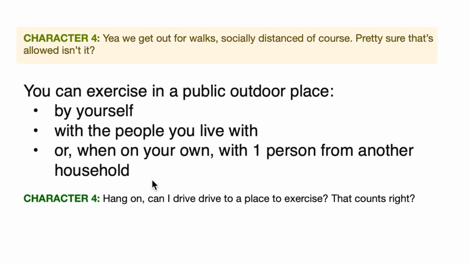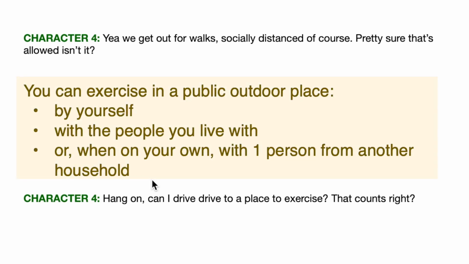Yeah, we get out for walks, socially distanced, of course. Pretty sure that's allowed, isn't it? You can exercise in a public outdoor space, or when on your own with one person from another household. Hang on. Can I drive to a place for exercise? That counts, right?